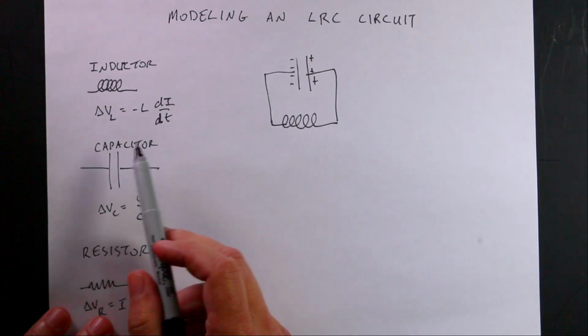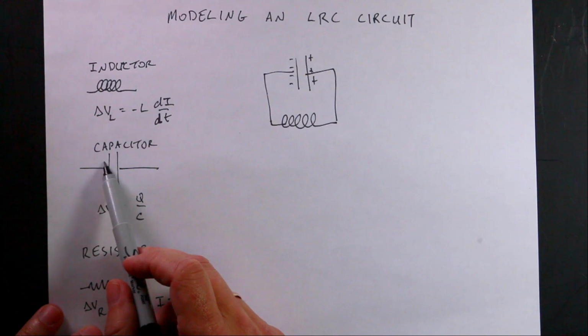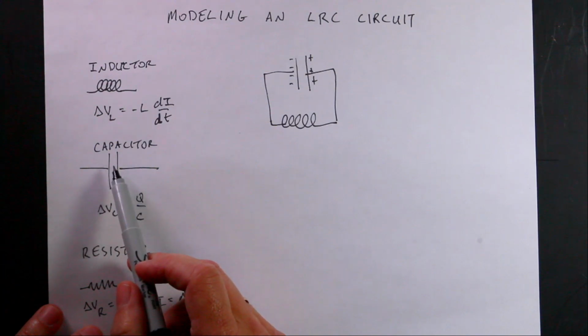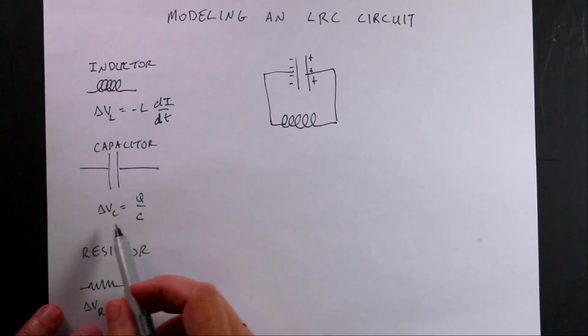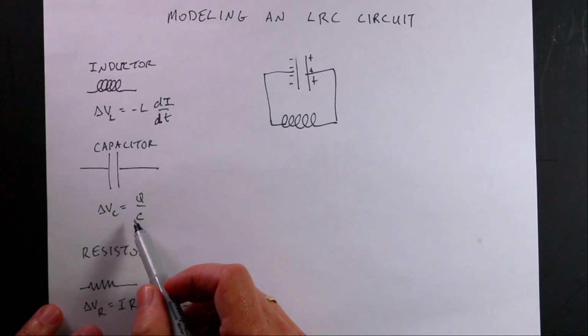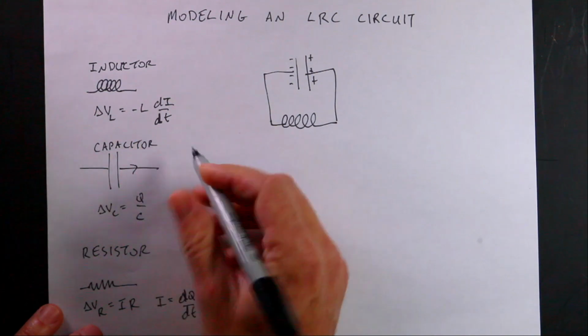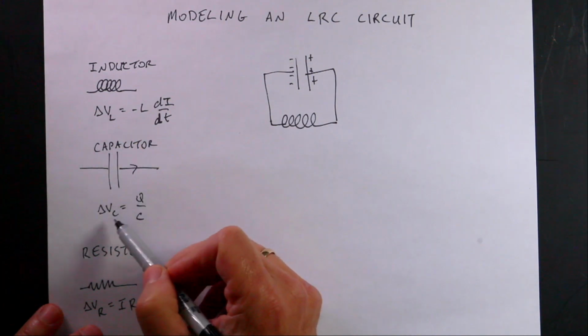Next, we have the capacitor. And I already did a video on RC circuits. So a capacitor also has a voltage across it depending on the charge on the capacitor. So I can write this. The change in voltage across the capacitor is Q over C. And so in this case, if you have a constant current, then the charge is going to build up and this is going to build up.